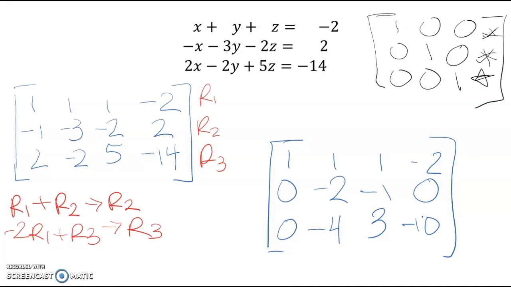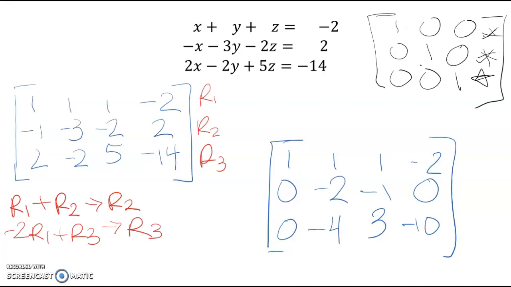So now my next job is going to be to get that 1 in that middle location. Okay, we're always going to do the 1s first and then the 0s in each column. So column 1, column 2, column 3. And you're using that number 1 in order to get those other 0s. Okay?